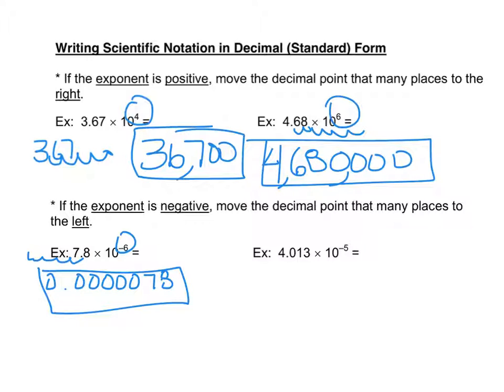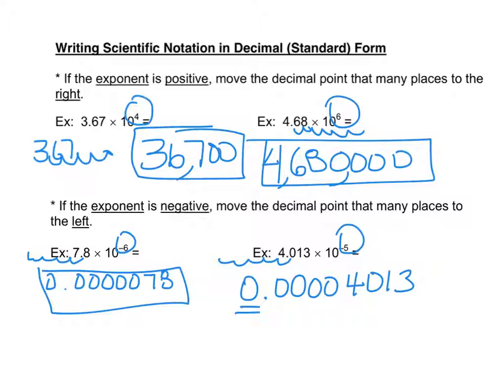For the next one, we move the decimal point to the left 5 places. So we move it once, gets me before the 4. 2, 3, 4, 5 means I have to add 4 zeros. Notice this 0 before the decimal point doesn't count as one of those zeros. So we have 4 zeros and then 4013, and that would be our answer.